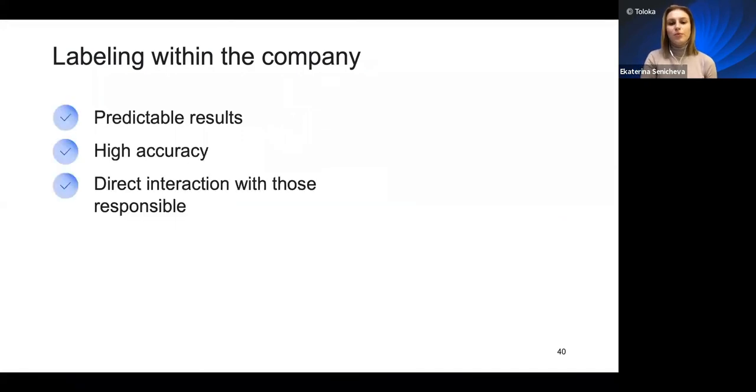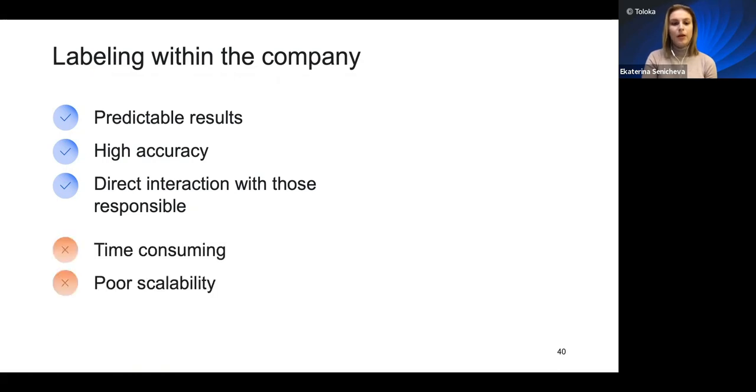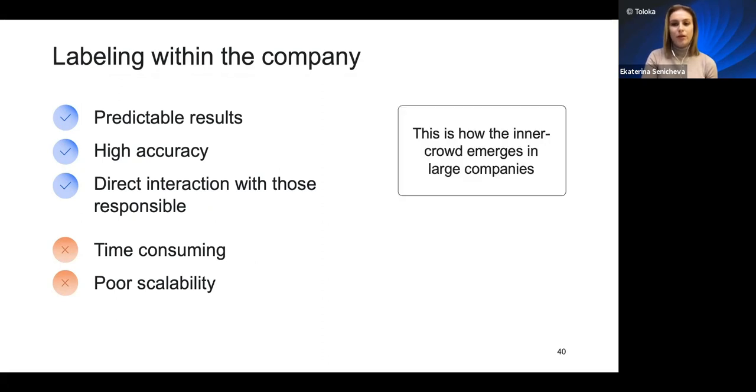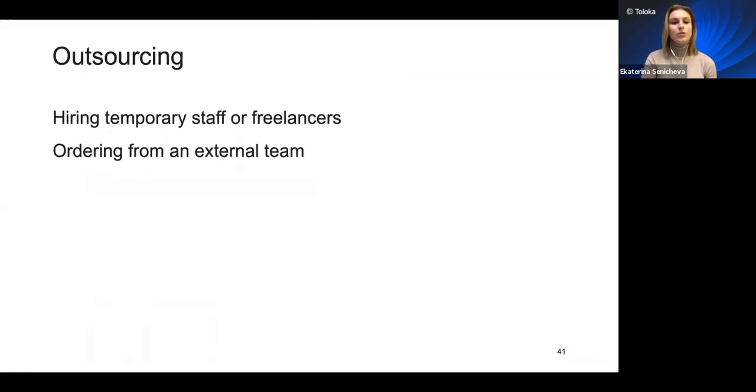The first approach is trying to label everything within your company. So what are the benefits? You have predictable results. You probably have high accuracy because you have direct interaction with those who are responsible for this labeling. But the cons are that it is time-consuming and has poor scalability. Probably for the majority of companies, this is how they come to the idea of an inner crowd emerging in their company.